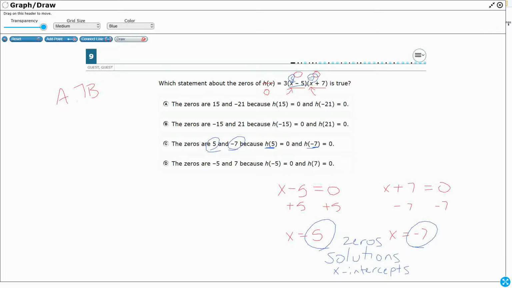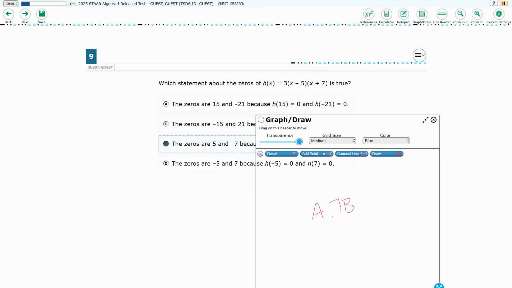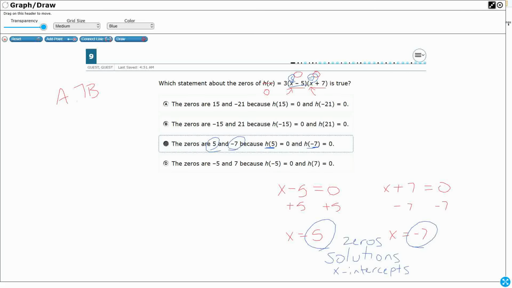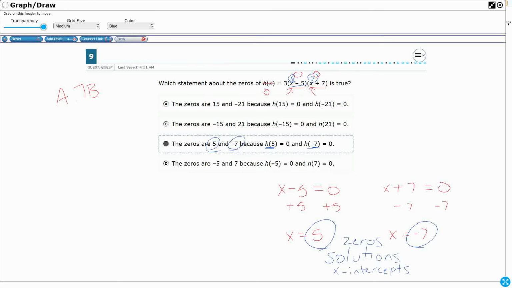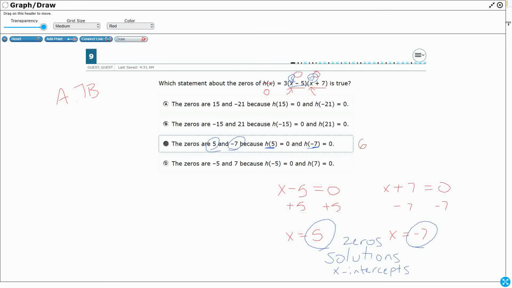So that gives us the explanation as well, which might have thrown a few students off. They might not know why a 0 is a 0, but it's because h of that number, or if you have the function of that number, your output is a 0. So our answer is C. And we did decent on that. 64% of our students got that correct.